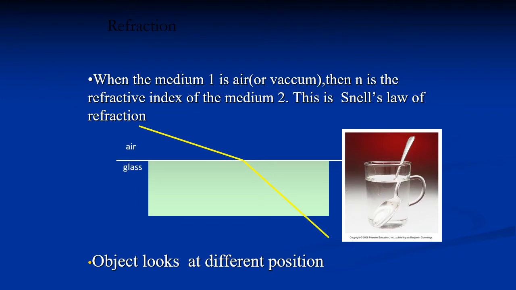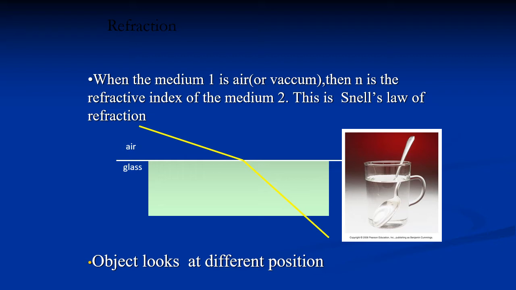So when medium 1 is air or vacuum, then n is the refractive index of medium 2. This is Snell's law of refraction. We know that the speed of light in air or vacuum is 3 lakh km per second. But the speed of light will change when it changes the medium.